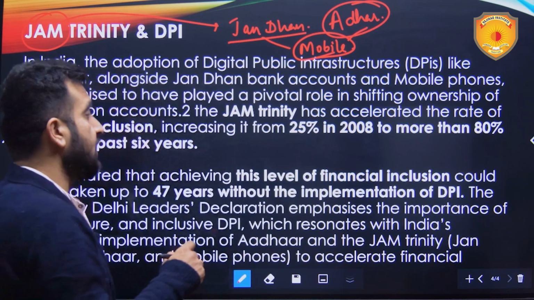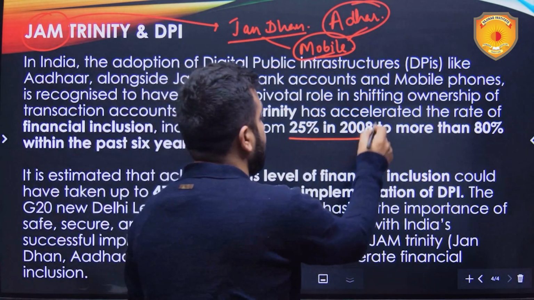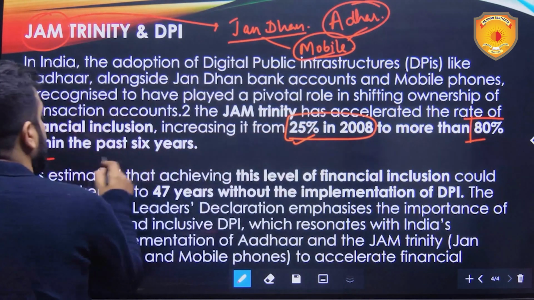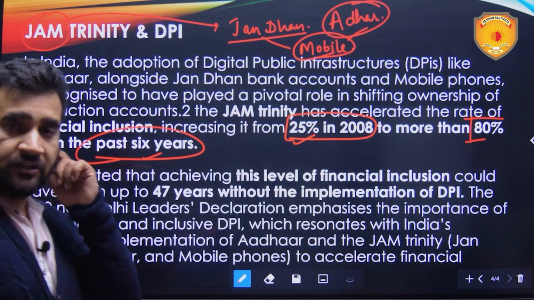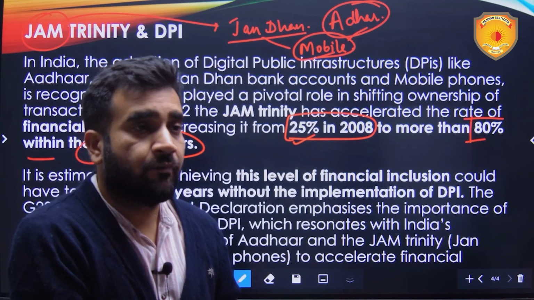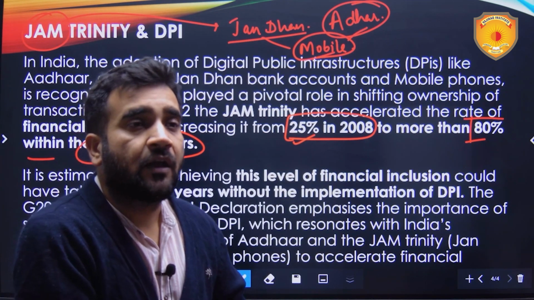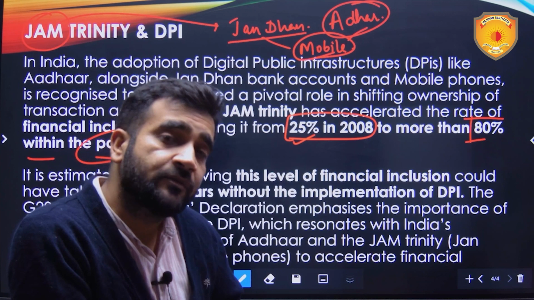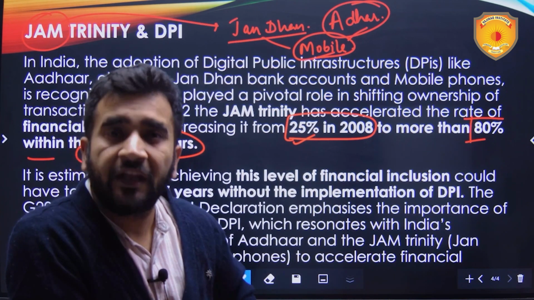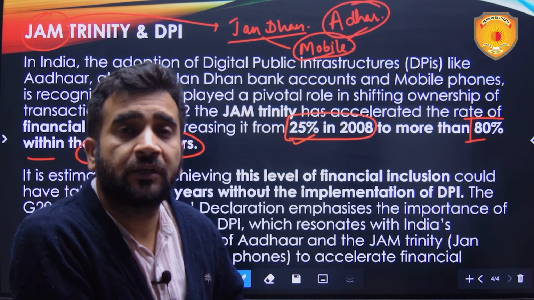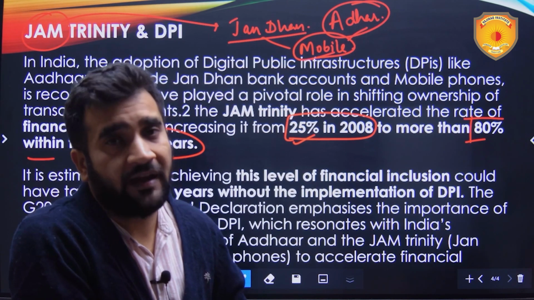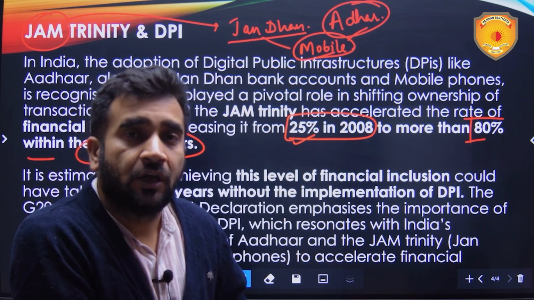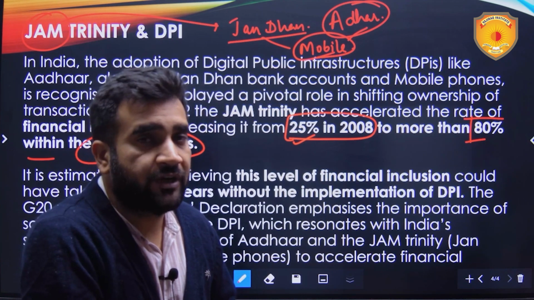Now with this JAM Trinity, financial inclusion has also increased. Financial inclusion was 25% in 2008 and now more than 80% has been reached within the past 6 years. Financial inclusion is when the people in your country have access to financial services, like banking, investment, credit, insurance, and pension. Now 80% of the people in India have access to this. We can say that financial inclusion has accelerated to 80% with JAM Trinity in place.